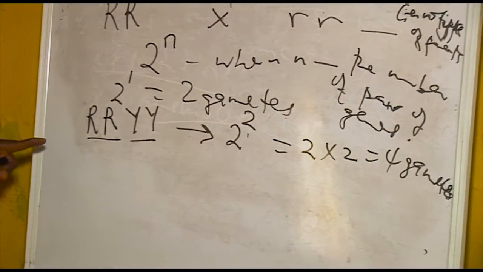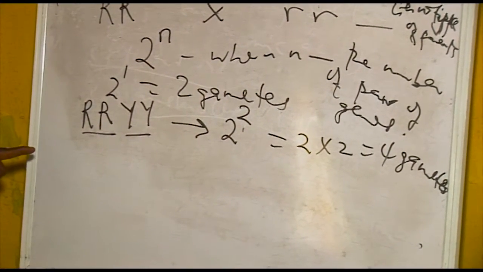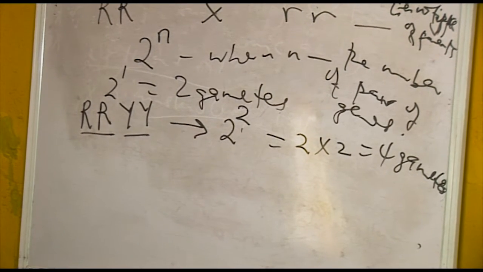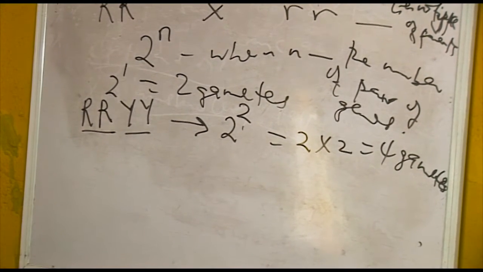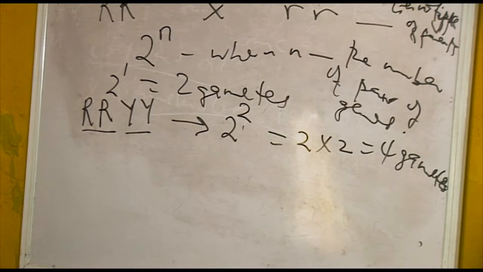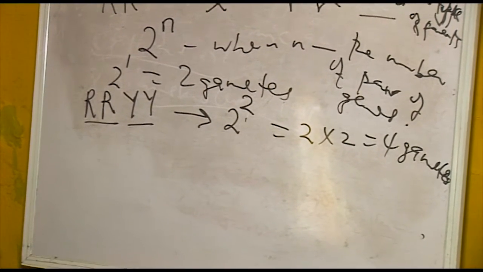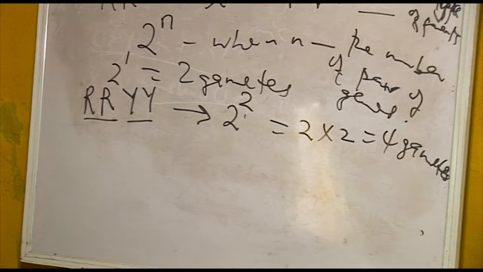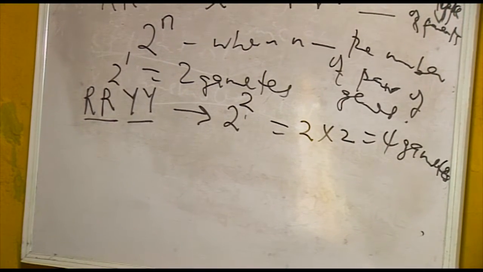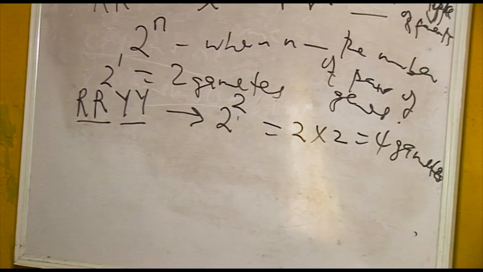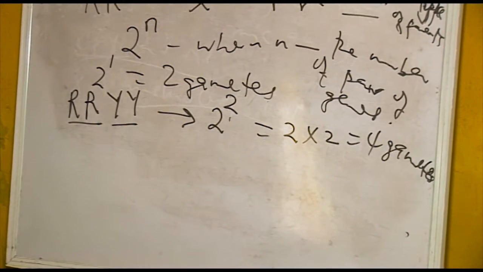So you can do this on your own. Try the number of pairs of genes. If you are given 3 pairs of genes and you want to know the number of gametes that can be produced from these 3 pairs of genes, it's going to be 2 raised to the power of 3. 2 times 2 times 2, making 8 gametes. So that one is settled, to know the number of gametes.